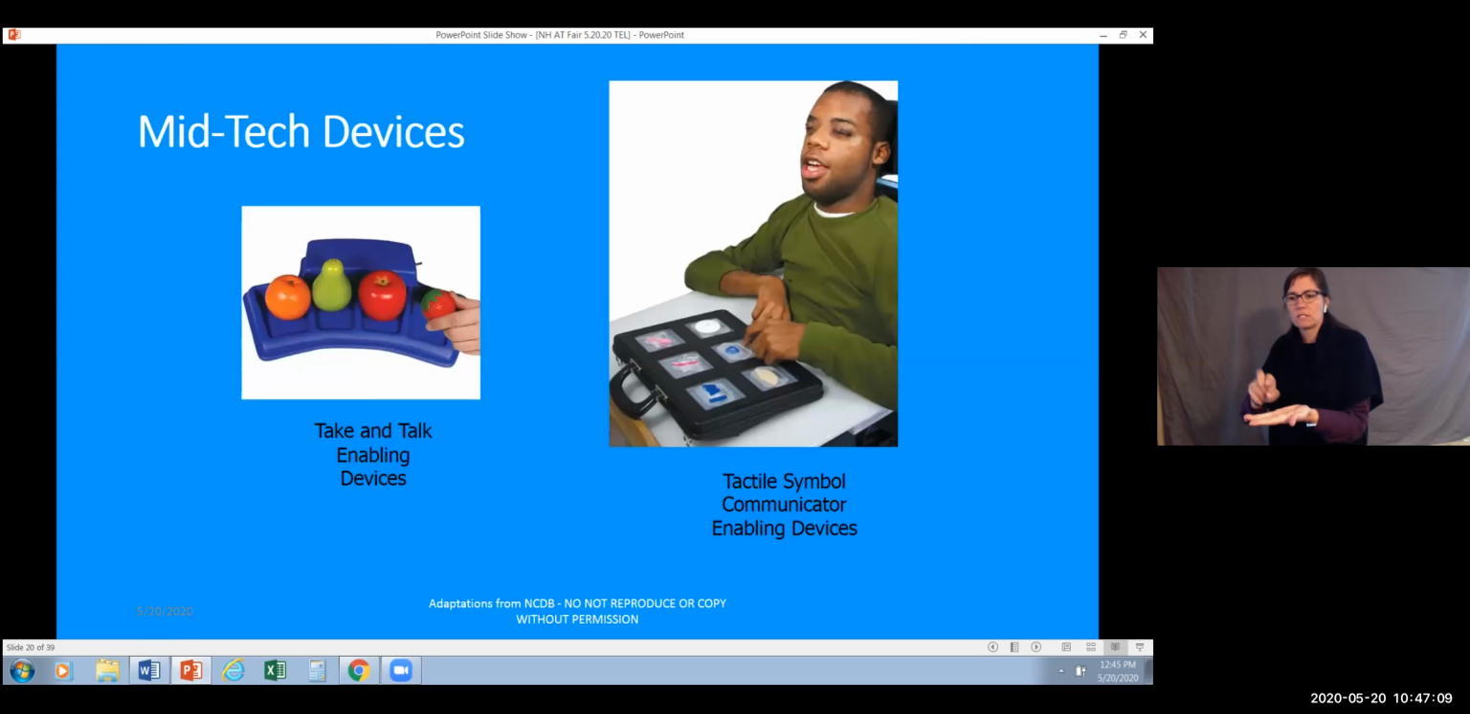These are more, I would call, mid-tech devices. Some of these have speech outputs. So this is a Talk and Take enabling device. A lot of these are commercially made. The individual on the right, this is a tactile symbol communicator, and it has a variety of different tactile symbols that he uses to indicate what he wants through direct selection, reaching for the item and pointing to it.